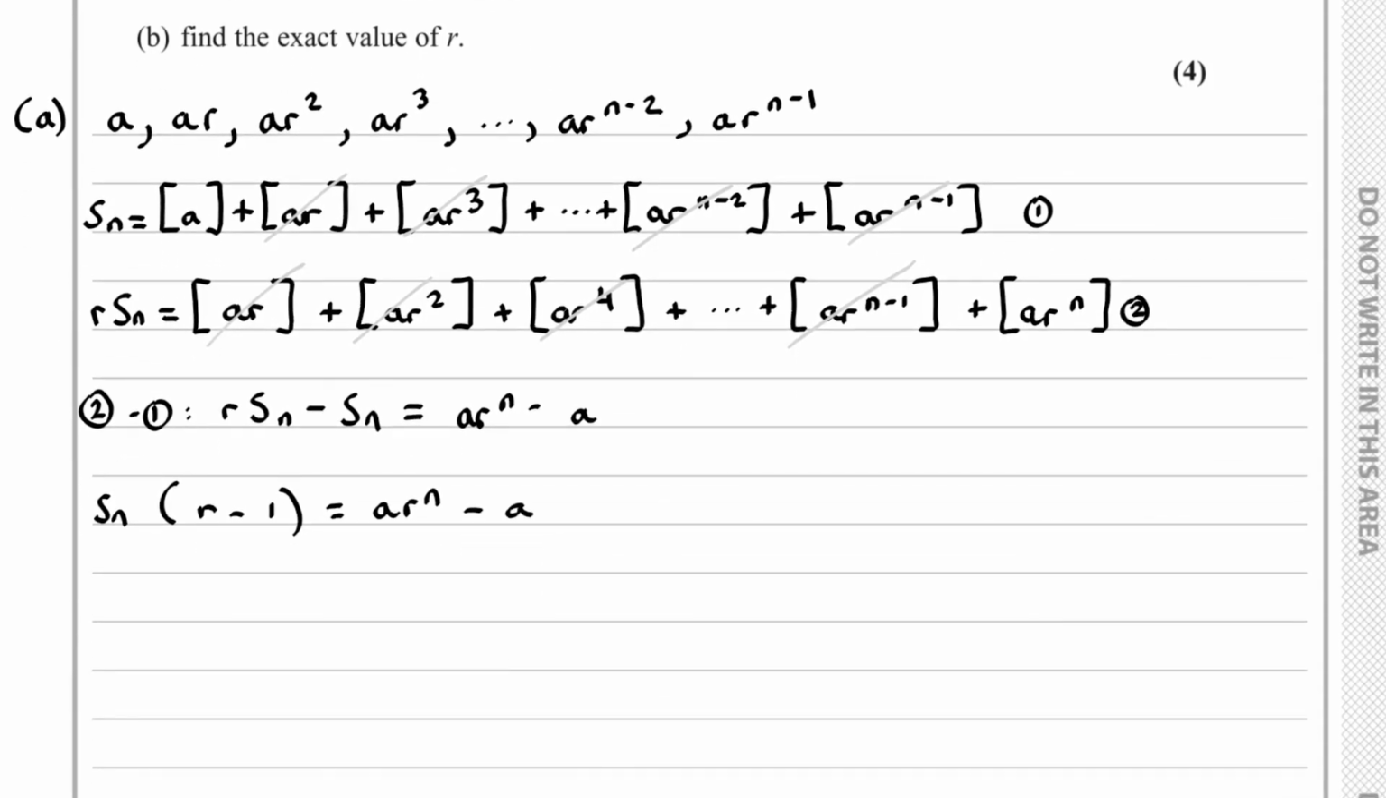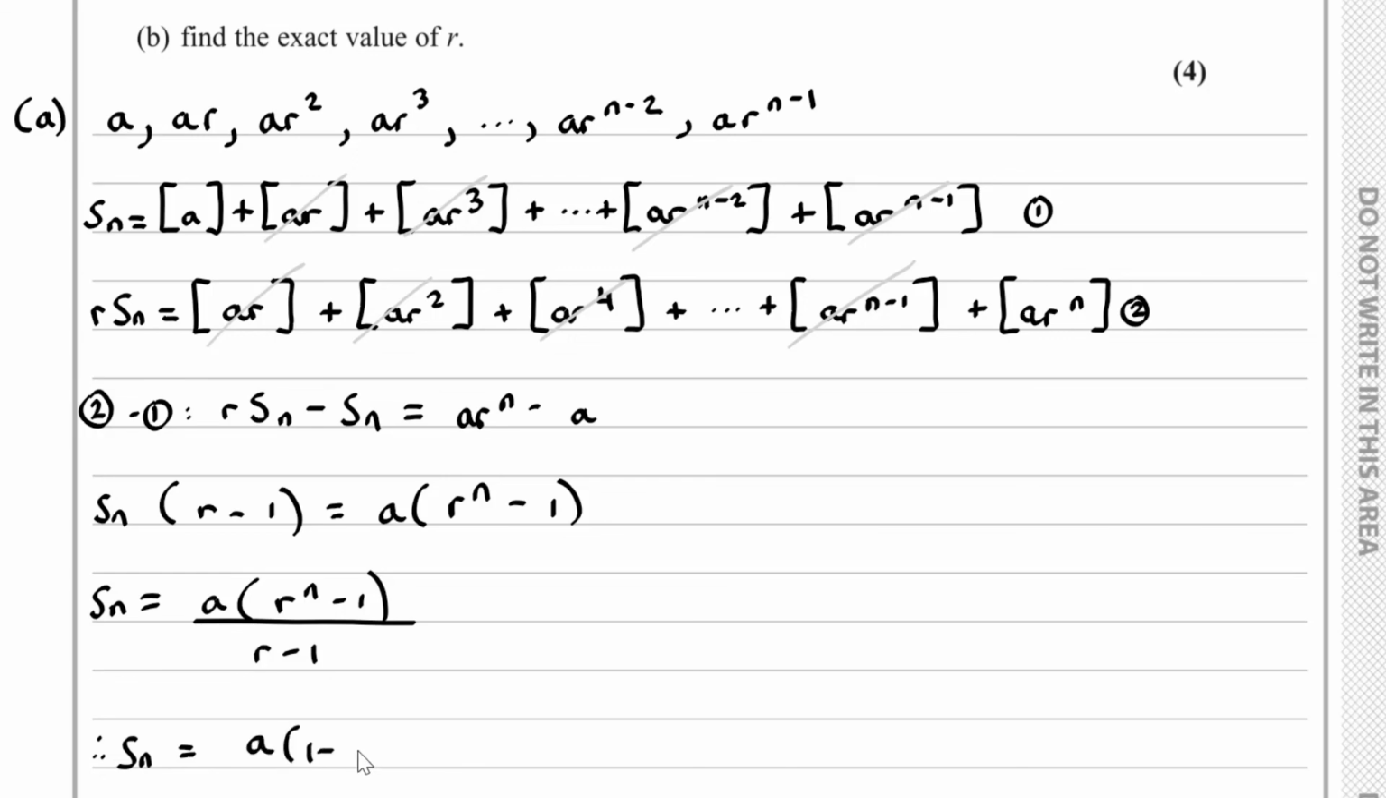So if I factorise on this side, hopefully you can see we have a lots of r to the power of n minus 1, and if I divide both sides by r minus 1, Sn is going to equal a lots of r^n minus 1 over r minus 1. So therefore Sn is going to equal a lots of 1 minus r to the power of n divided by 1 minus r.